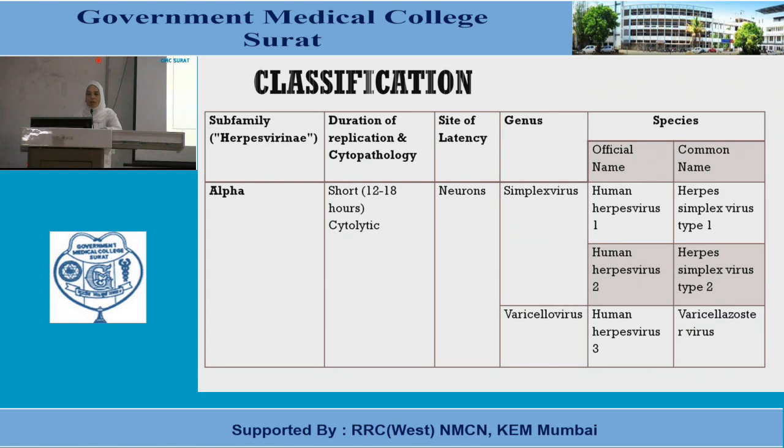And what do they cause? They are divided again into two groups, simplex viruses and varicella viruses. Human herpes 1, or herpes simplex type 1, is one species, and the other is herpes simplex type 2. One affects the oral part and the second affects the genital part.